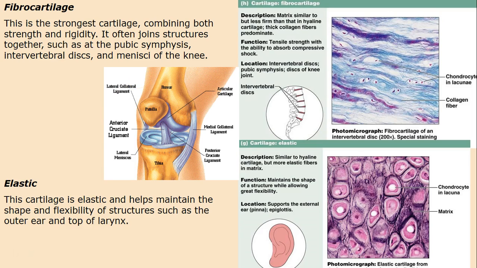Fibrocartilage is the strongest, combining strength and rigidity. And it's often in these capsular structures of the joints and in the intervertebral discs right here. These are the little pads between our bony vertebrae. Meniscus. That's an incredible structure, this horseshoe-shaped articular cartilage. Elastic cartilage is elastic and it maintains some of the shape, such as the outer ear, top of the larynx.